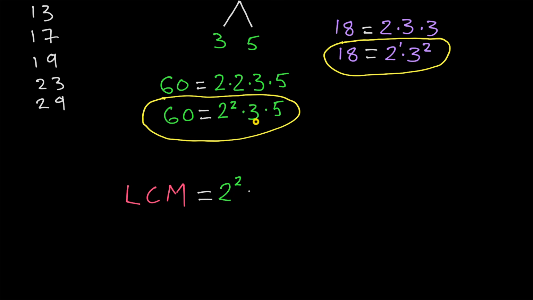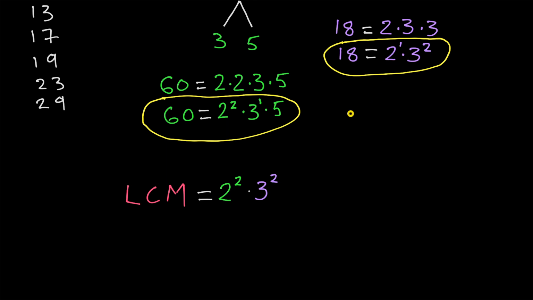So is there a 3 on the right-hand side of this equation? Yes, there is. It's implicitly to the power 1. Is there a 3 on the right-hand side of this equation? Yes, there is. It's to the power 2. So 3 to the power of 2 is raised to a higher power than 3 to the power 1. So you're going to take the 3 to the power of 2. So here in your least common multiple equation, you're going to take 3 to the power of 2 from this equation over here.